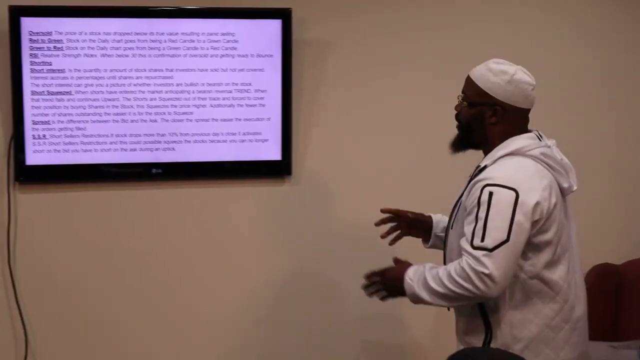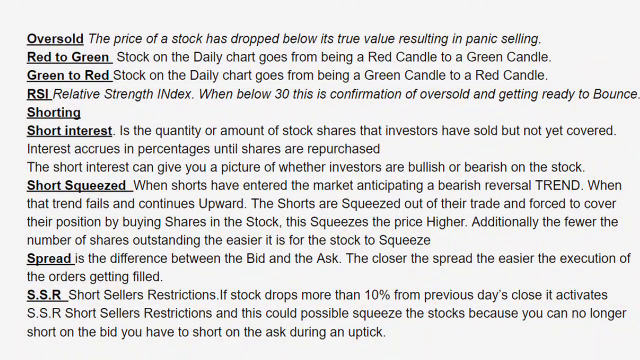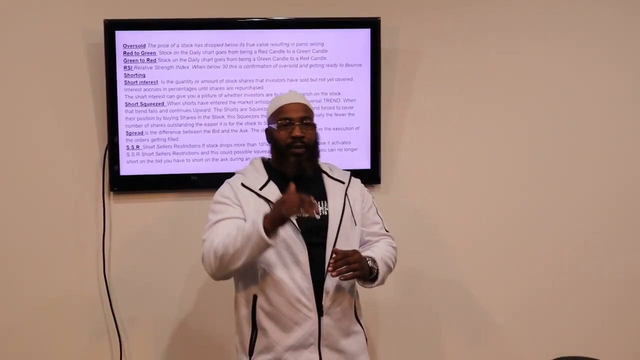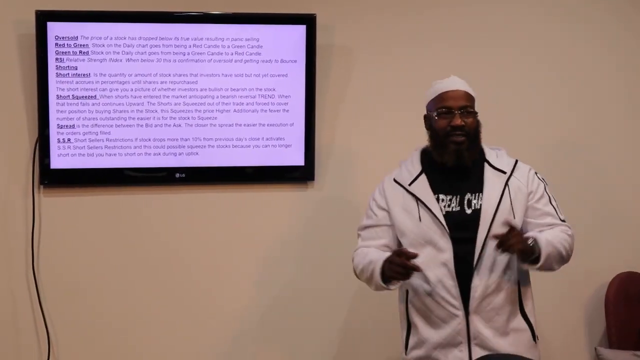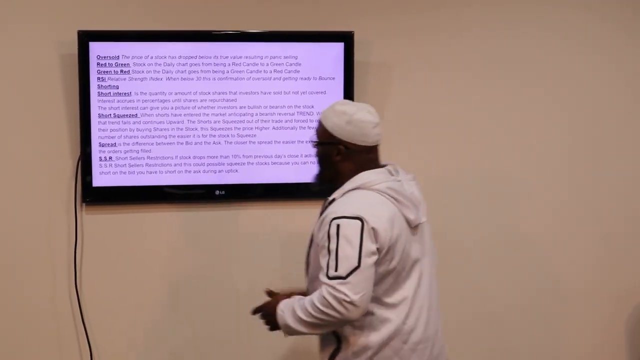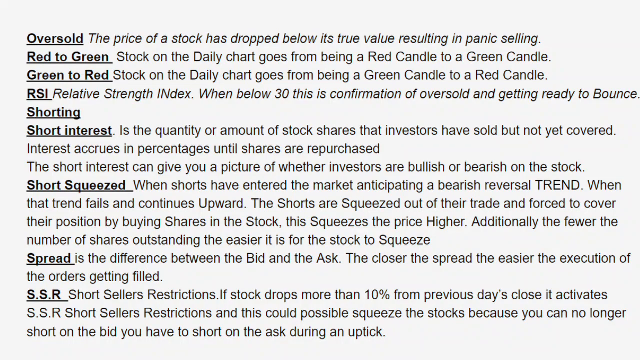The next one is red to green. You're going to use this terminology when a stock is making a red to green move. What does that mean? That means the stock on the daily chart goes from being a red candle to a green candle. The stock began as a red candle and is now turning green. That's the terminology. The opposite makes just as much sense. Stock is going green to red. The stock on the daily chart goes from being a green candle to now a red candle.